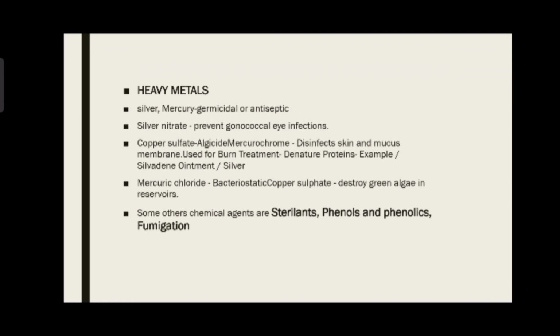And some other chemical agents used in controlling microorganisms are sterilants, phenols, fumigation, like that. Fumigation is the process of gaseous sterilization done in an enclosed area by introducing some chemicals that will destroy the microbes in the air and surfaces like walls, floors, etc. And sterilants are chemicals applied to inanimate objects which kill all the microorganisms including endospores and viruses. And they can be used to treat heat sensitive critical items.